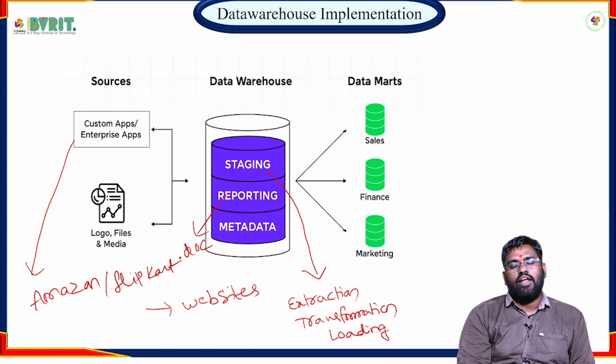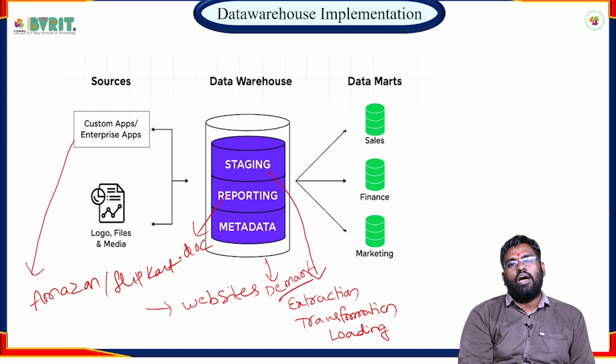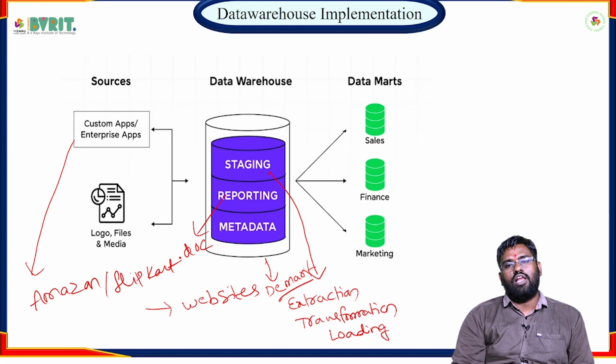After collecting the data, it will be distributed into data marts: sales, finance and marketing. For example, if you take D-Mart as an example, the sales department data, marketing data, finance data and HR data will be in individual data marts, and by combining all the data marts, the data will be stored in the single centralized repository, the data warehouse. The data will be stored in these formats after implementing all these phases.